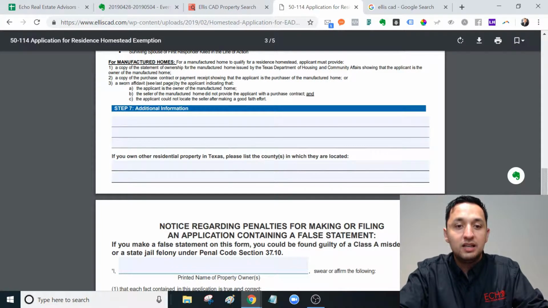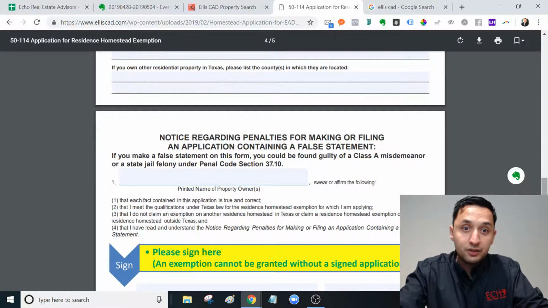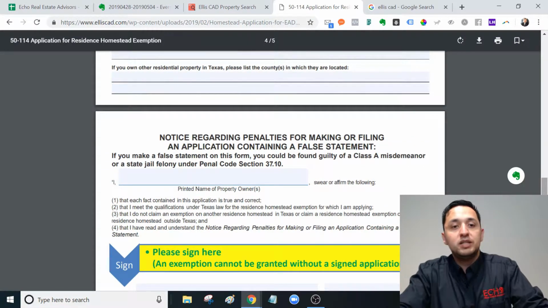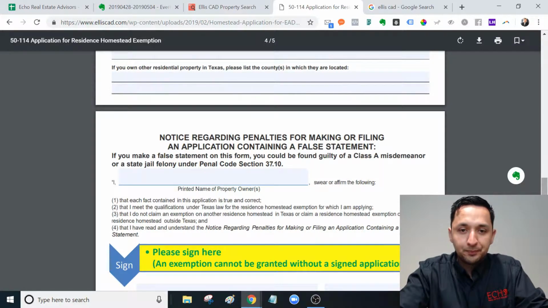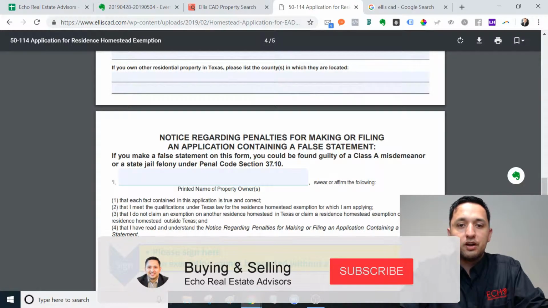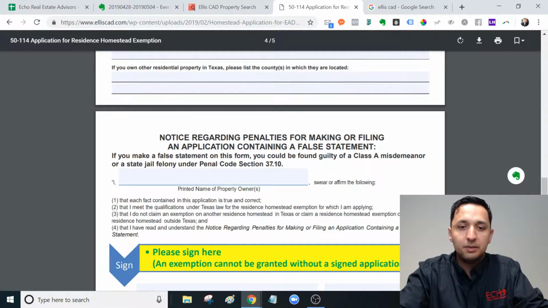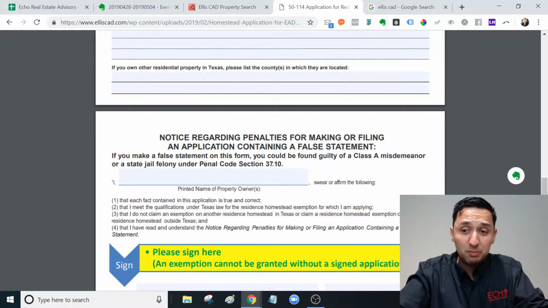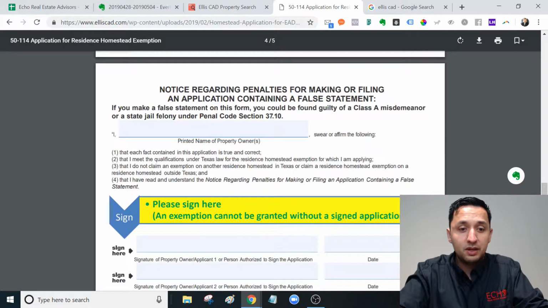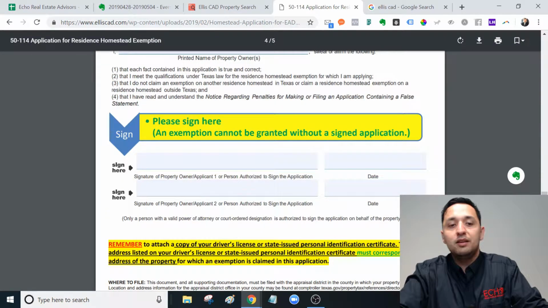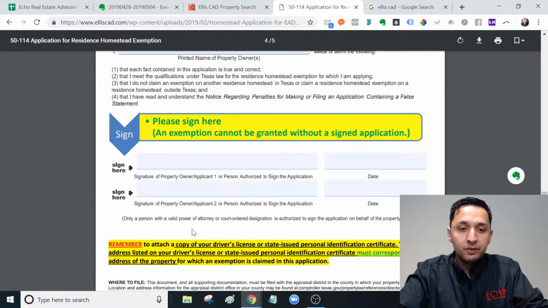Additional information. If you own other residential property in Texas, please indicate the counties in which they're located. So if you have some other land or ownership interest, then you would disclose that there. Notice regarding penalties for making or filing an application containing a false statement. If you make a false statement in this form, you could be found guilty of a Class A misdemeanor. Fill this out to the best of your abilities. You would print your name there, you would sign, date. The other owner would sign here. Remember to attach a copy of your driver's license.